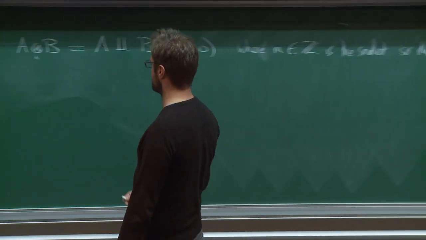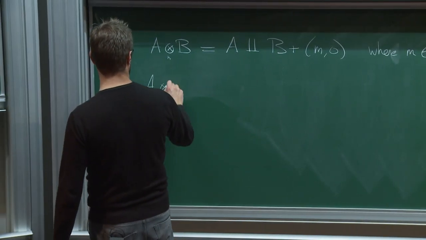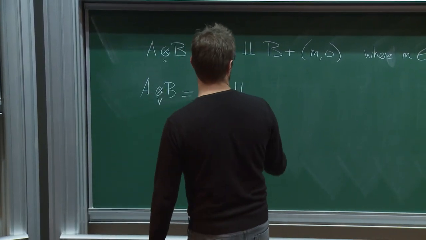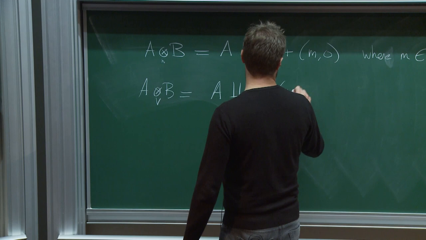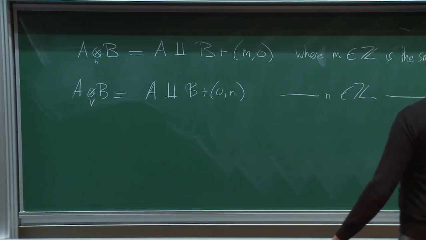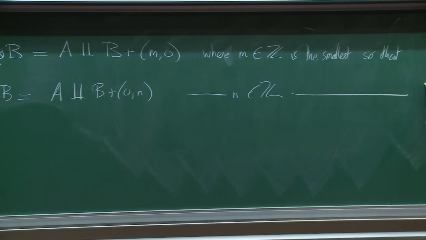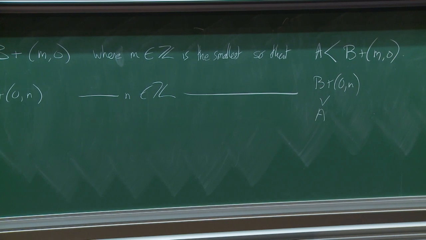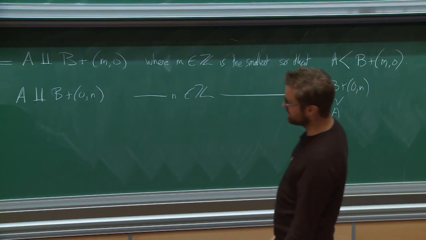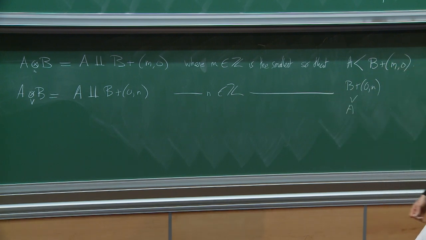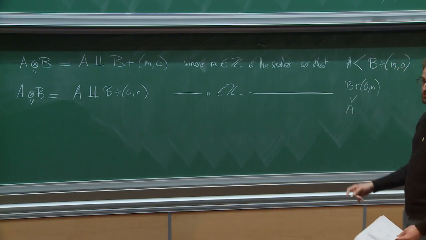The same goes for the vertical structure. It's going to be A disjoint union B plus (0,n), where n is the smallest integer so that A is below B plus (0,n). And you can check that this actually defines a strict monoidal structure. The higher coherences are completely trivial.